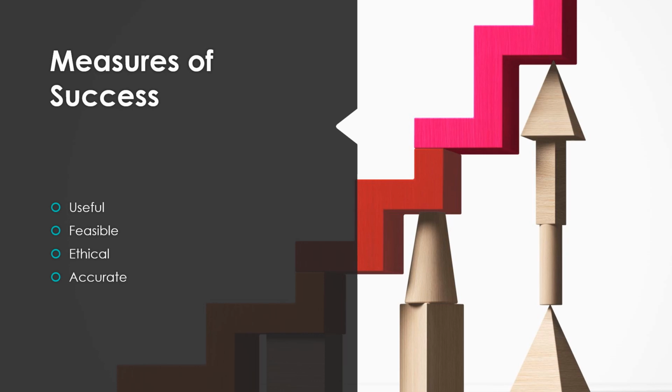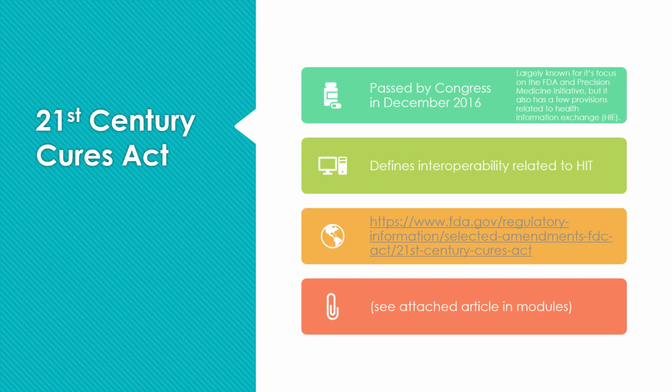Measures of success. Well, EHRs need to be useful, feasible, ethical, and accurate. The 21st Century Cures Act was passed by Congress in December of 2016. This act is largely known for its focus on the FDA and Precision Medicine Initiative. But the 21st Century Cures Act also has some provisions related to Health Information Exchange, otherwise known as HIE. HIEs define interoperability related to HIT. You can go out to the FDA.gov regulatory information to learn more and also view the attached articles in the Canvas module.